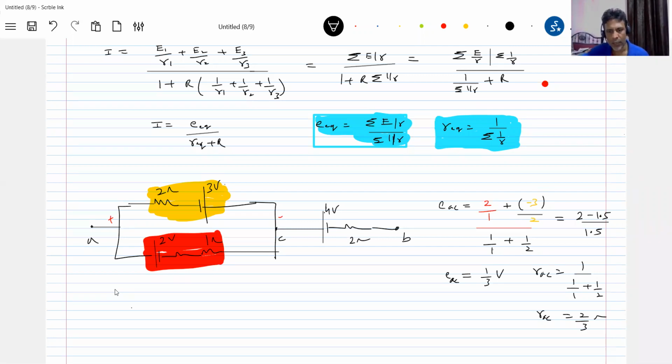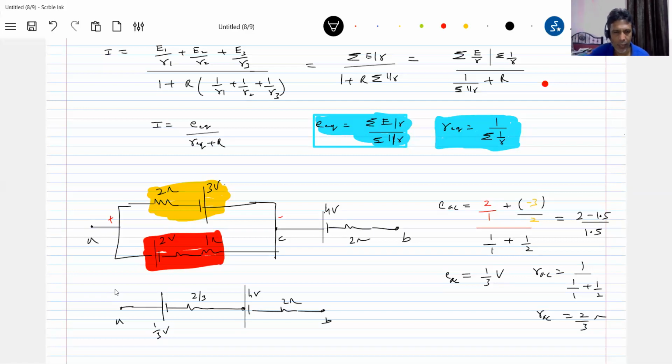So I should replace with a cell now. So this should be the positive terminal. And this is 2/3 ohm. And this is 1/3 volt. Four volt. This is 2 ohm. Okay, and they're in series, same terminals, the positive negative.